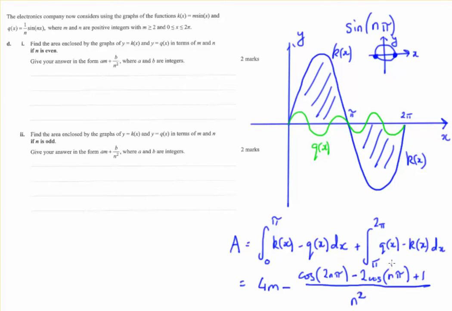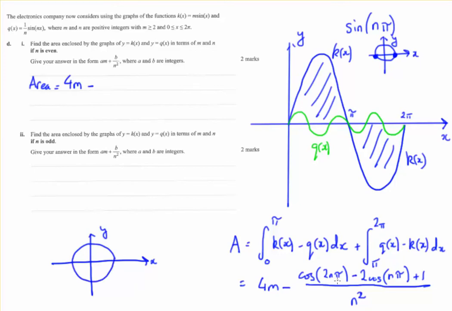Right, how does that expression help us? Well, we need to find the area enclosed by these graphs if n is even, and we need to give our answer in this form. Okay, well, here's our area function. So area equals, we're going to take that 4m minus, now cos 2n pi. I'm going to draw a bigger unit circle to show you what you need to look out for.